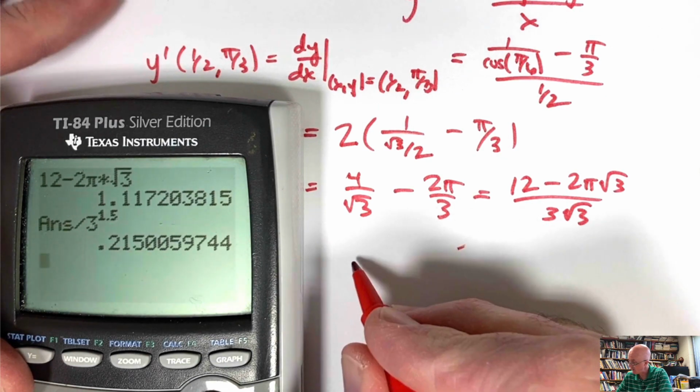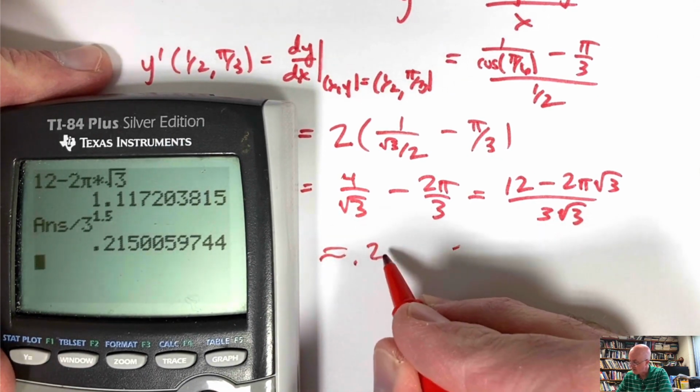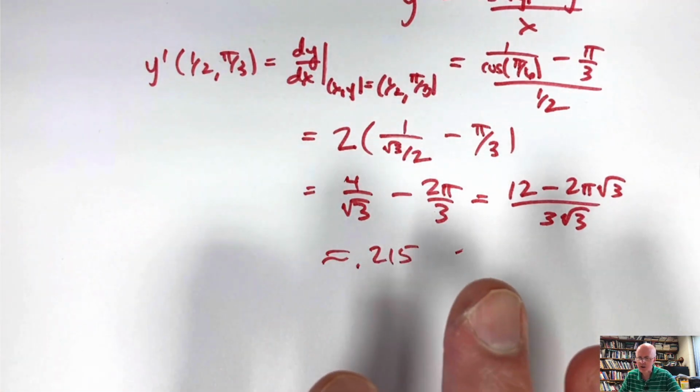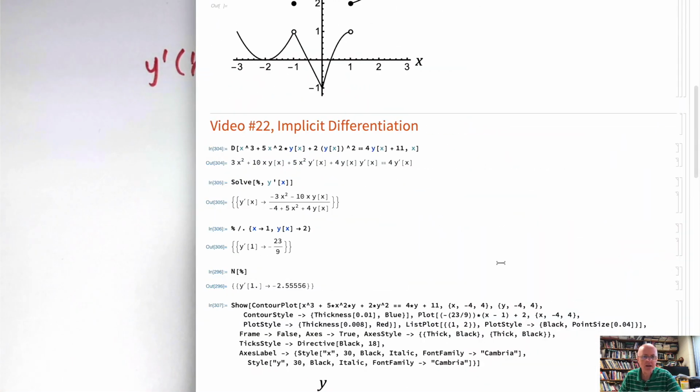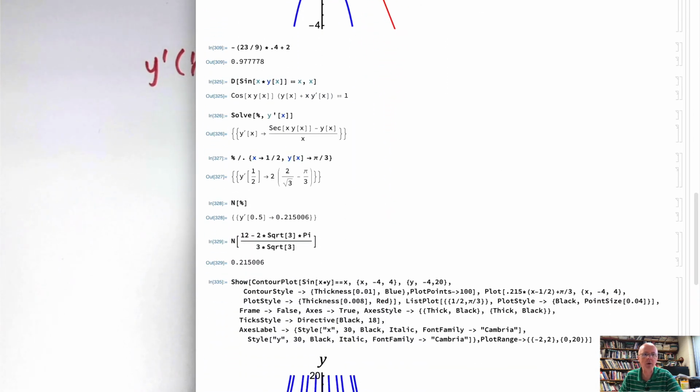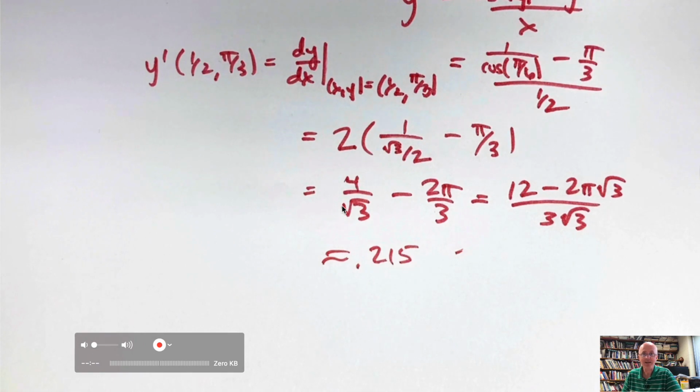2.15. Okay, about 2.15. I thought it was 0.215. I thought it was 0.255. Let's see, do I have the answer somewhere in my computer? Double check this answer. Yes, okay, this is right. About 0.215. That's correct. That's the slope.